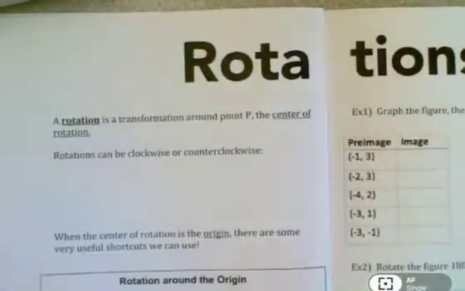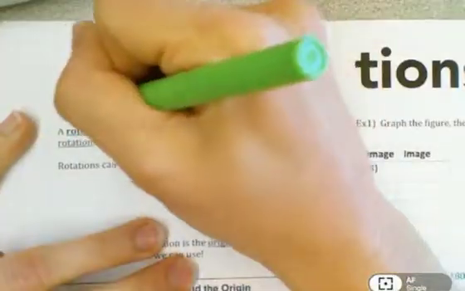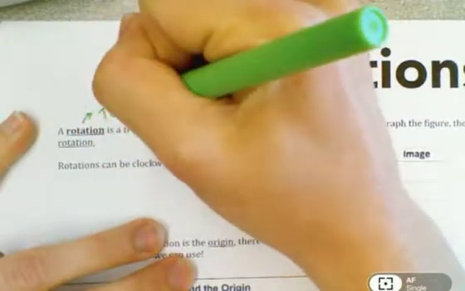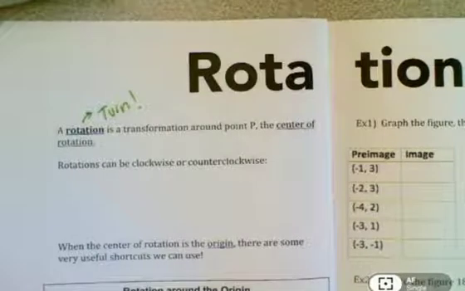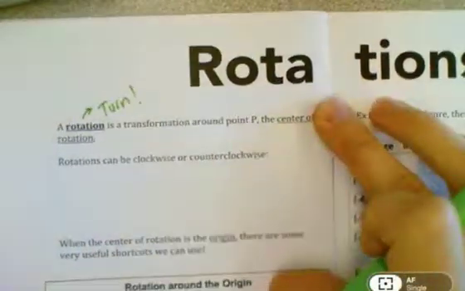So a rotation is a turn. So you can just write here, turn. It's a turn, and it's a transformation around a point, which is the center of rotation. So we can turn something lots of different ways, but we need to know what we're turning it around, what we're spinning it around. And so where we're spinning it is called the center of rotation. And rotations can be clockwise or counterclockwise.